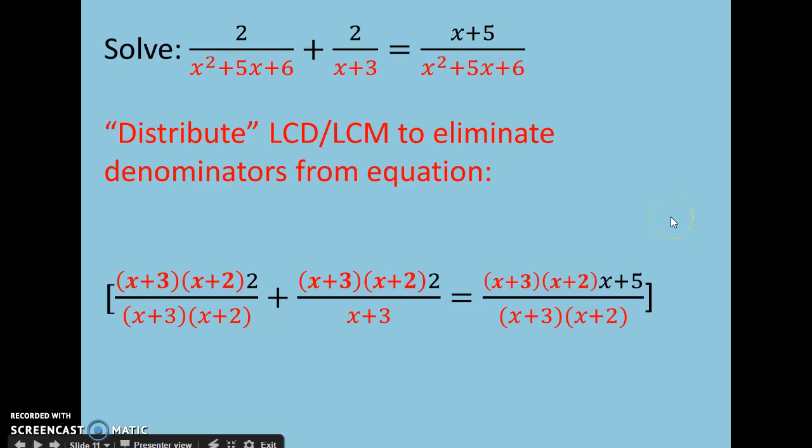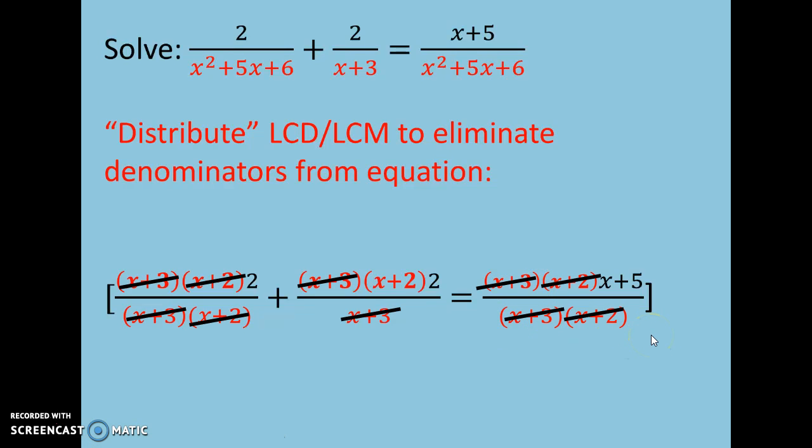The reason why we're placing those there or distributing those into the numerator is to cancel out the denominators. So you'll see that there's lots of common factors to cancel out here that will essentially eliminate every single one of those denominators. The x plus 3's cancel here, x plus 2's, the x plus 3's cancel here, the x plus 3's, and the x plus 2's. So that leaves us with an equation that is just 2 plus 2 is equal to x plus 5. So that's what we're going to end up solving.